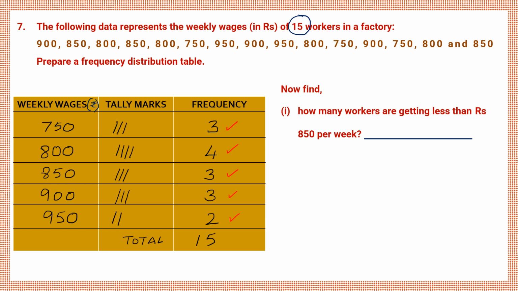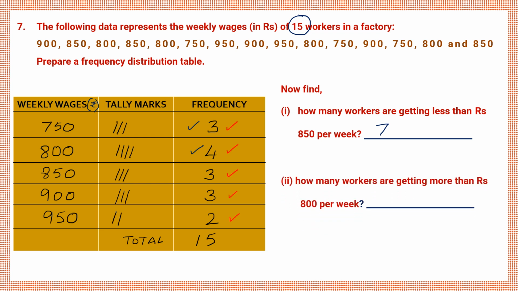How many workers are getting less than 850 per week? So that will be less than 850, we have to look at 800, and 750. So 4 plus 3 is 7. So 7 workers are getting less than rupees 850 per week. How many workers are getting more than rupees 850 per week? So look beyond 850, that's 900 and 950. 3 plus 2 is 5. So 5 workers are getting more than 850 rupees per week.